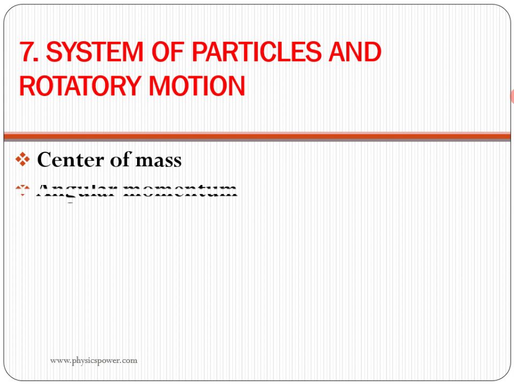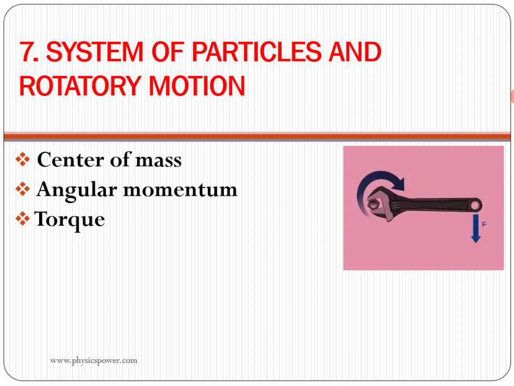The next lesson, 7th lesson, is system of particles and rotatory motion. In this lesson, center of mass concept, angular momentum and torque. Torque means, just observe this diagram. You can see a force applied at one place, but we are trying to rotate, here one small nut. We are trying to rotate something by applying the force. The force and the perpendicular distance from the point to the force, the cross product of these, we call torque. Simply, the action to get linear motion is force, the action to get rotatory motion is torque.